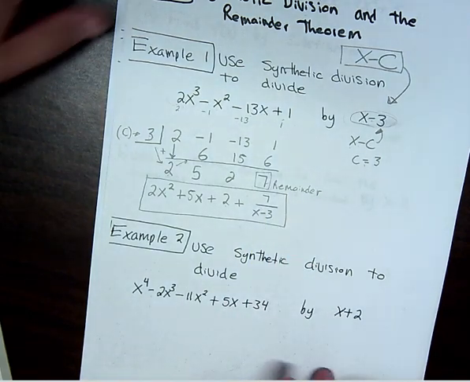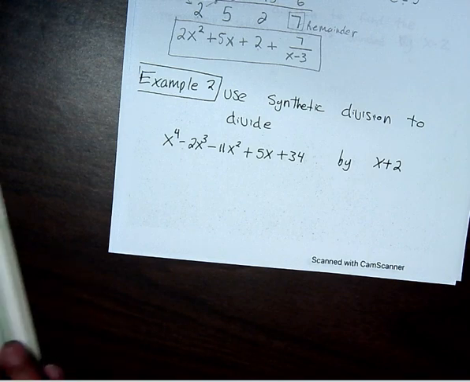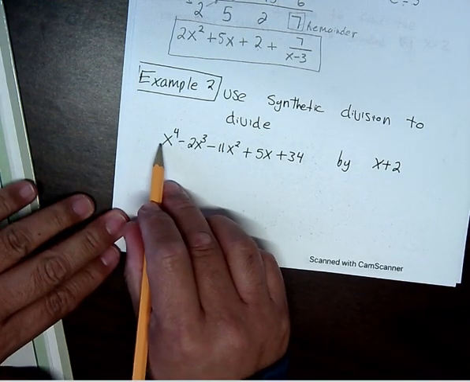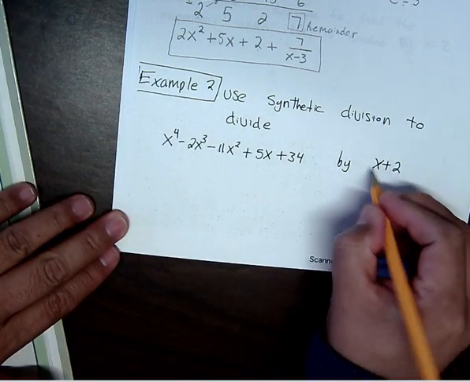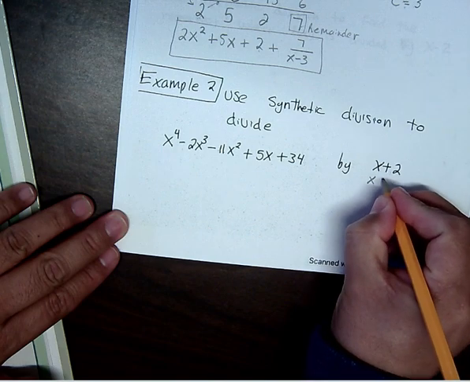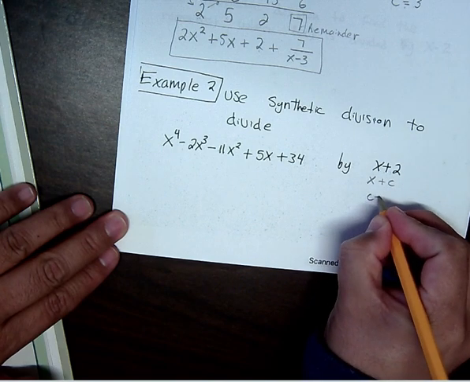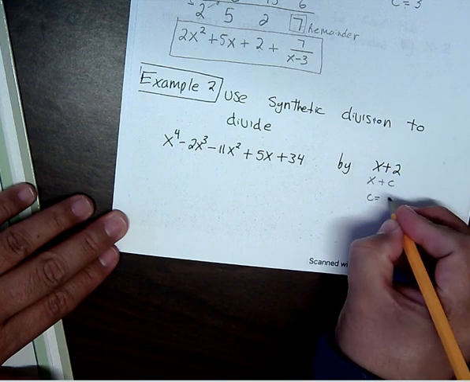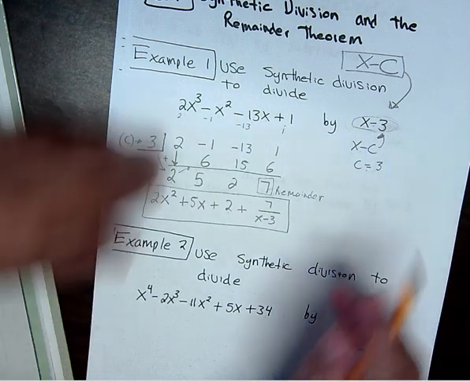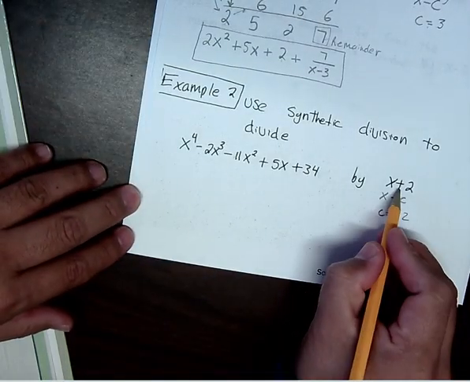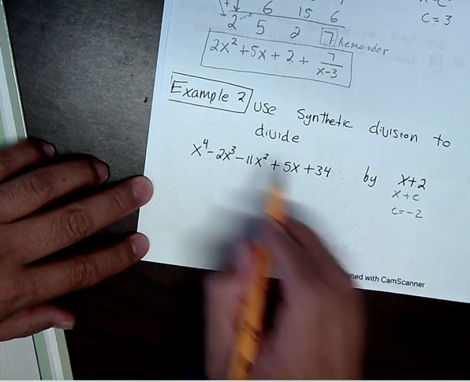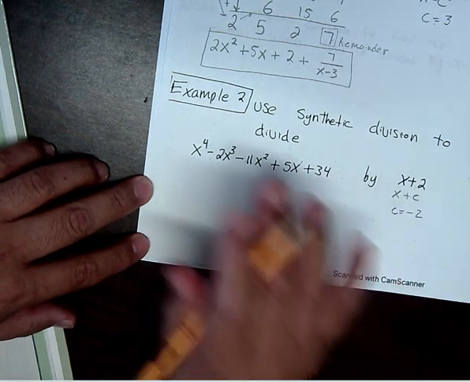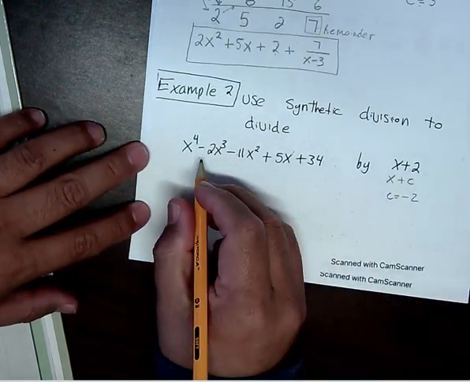Okay, so let me do example 2. Again, make sure everything's in descending order. I forgot to mention that for those two. So identify the C. This is X plus C. So C would be the opposite of whatever you have here for that sign. So C would be -2 for this one. If you notice, that was minus, so C was +3. In this case, C would be -2 because that's positive. Make sure everything's in descending order. 4, 3, 2, 1, and then the number. So we're good. So now identify the coefficients.